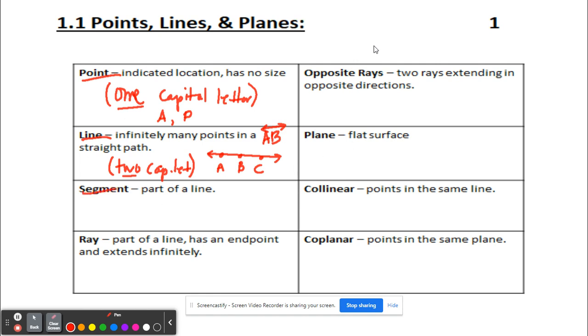So let's look at segment. Sorry, I'm trying to learn this new pad and it's not so great. So segment also has two capital letters. Okay, so these two capital letters up here. And I'm going to come back to this one in just a minute. So I'll put a dot there so I remember to come back to it. A segment has two capital letters, and so we'll use this example up here, but we're only talking about a part of that.